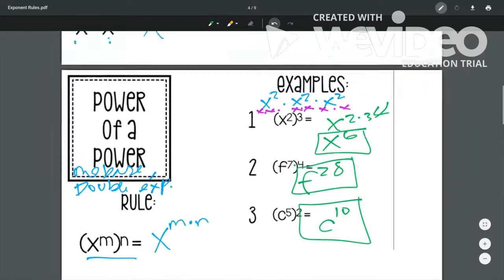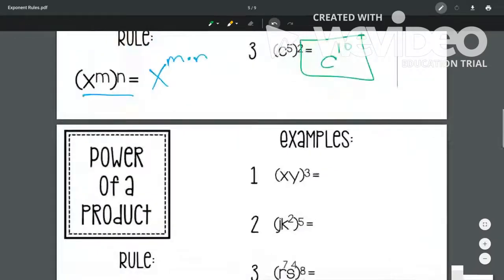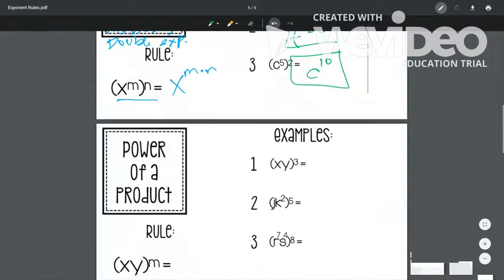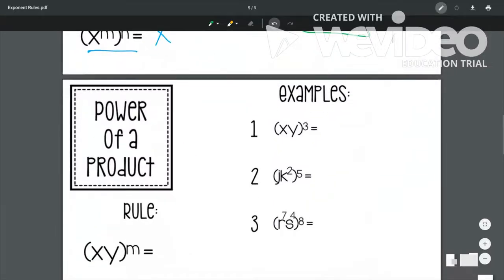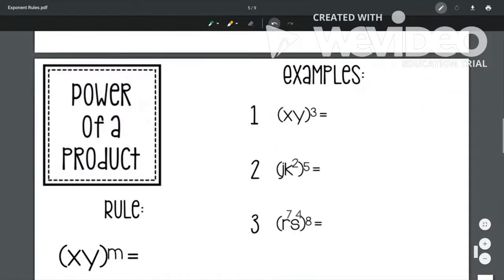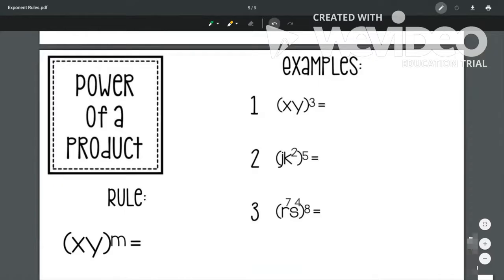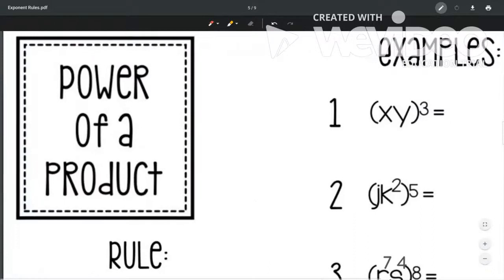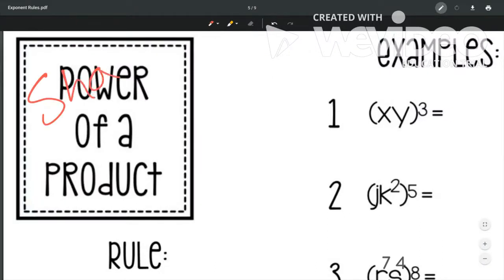Now, here is the double whammy. This is power of a product. So what it does is it is essentially using the other properties that we already have. So I want you to write on here, and I'm going to write it really big so you guys can see it: Share the love.